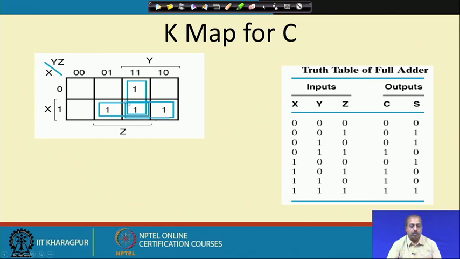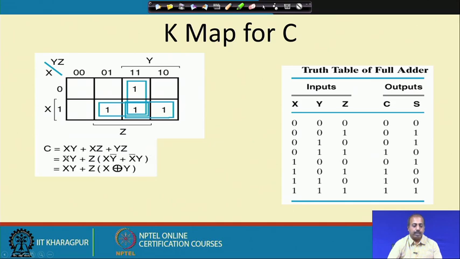So, if I draw the truth table and then make the grouping, it will be like this. And so, I can say that C equal to x y plus x z plus y z. So, it can be written as x y plus z into x plus y, and this x plus y can be written in XOR form also, because if x and y both are equal to 1, then this term actually takes care of the C output, but if only one of them is equal to 1, then z being equal to 1, the output should be equal to 1.